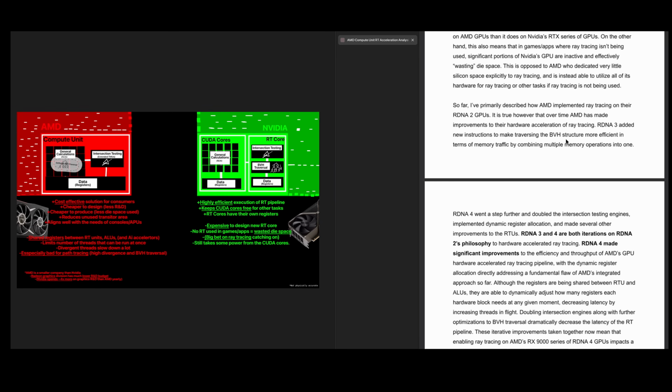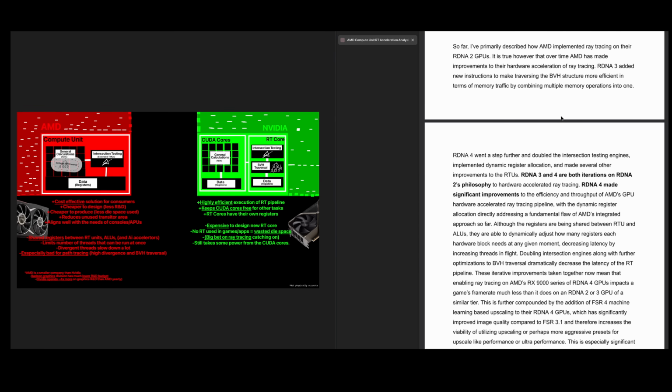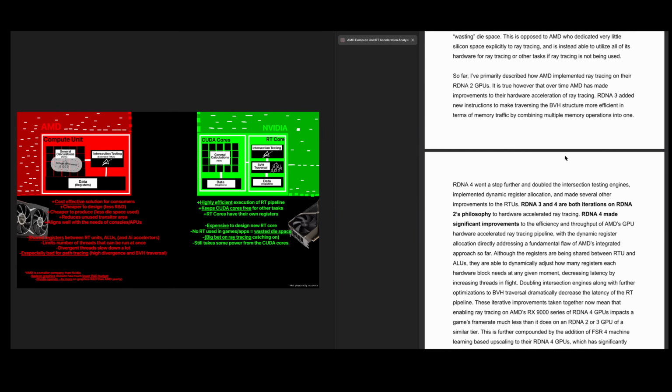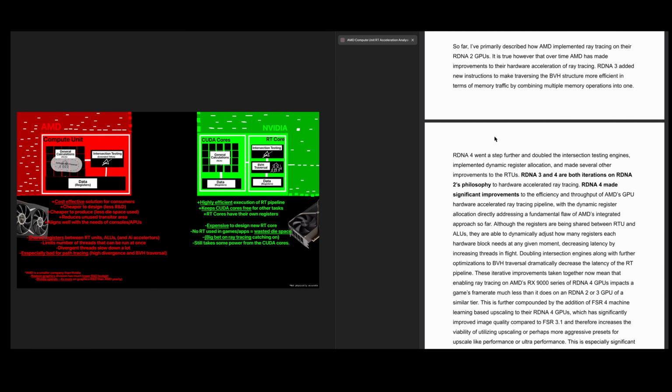And it is true that AMD has made improvements over time to their hardware acceleration for ray tracing. RDNA 3, for example, added new instructions to the GPU to make traversing the BVH structure a lot more efficient in terms of memory traffic by combining multiple operations into one operation. And then on top of that, RDNA 4 added a lot more.